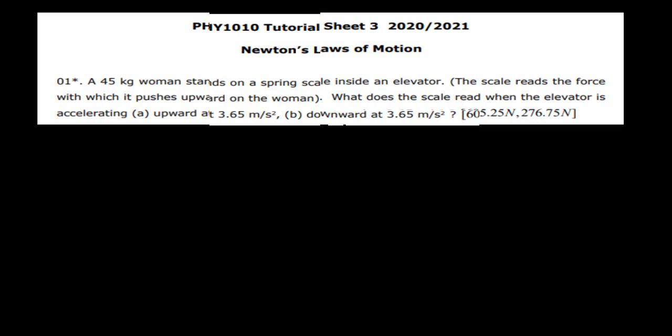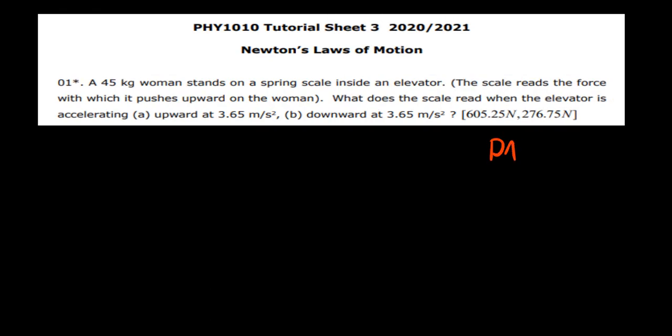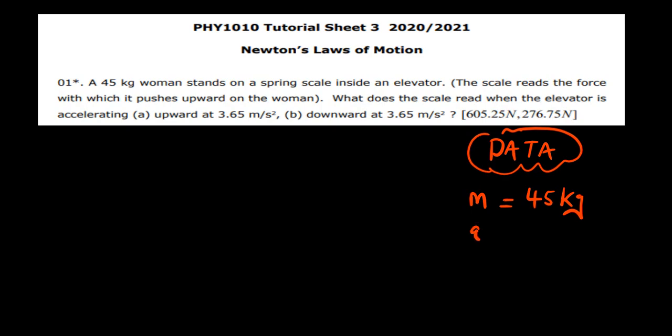So what do we have? Allow me to write my data here. We've been given the mass. We're saying a 45 kg woman, so the mass is equal to 45 kg. On the elevator, it pushes upward. What does the scale read when the elevator is accelerating? For the first question, the acceleration we've been given is 3.65 meters per square second.